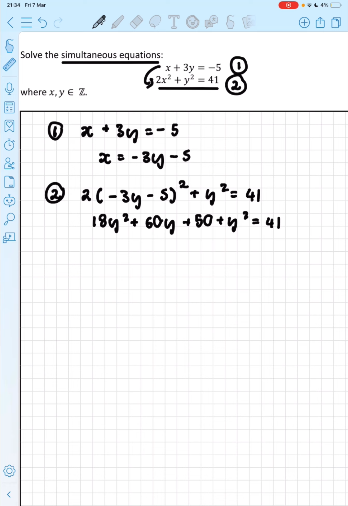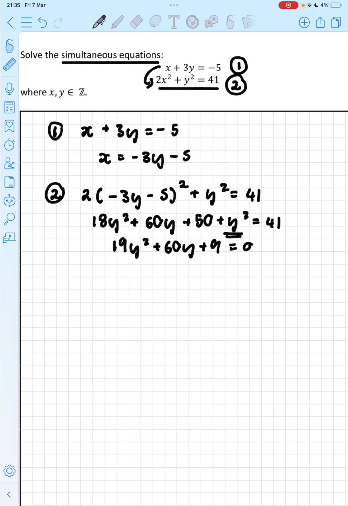I know this is going to turn into a quadratic, so I want to move everything to one side and kind of tidy it up. So we have 60y, we have a 19y squared because we have this plus 1y squared over here, and we're going to minus the 41 on both sides, so we'll get plus 9 equals 0.